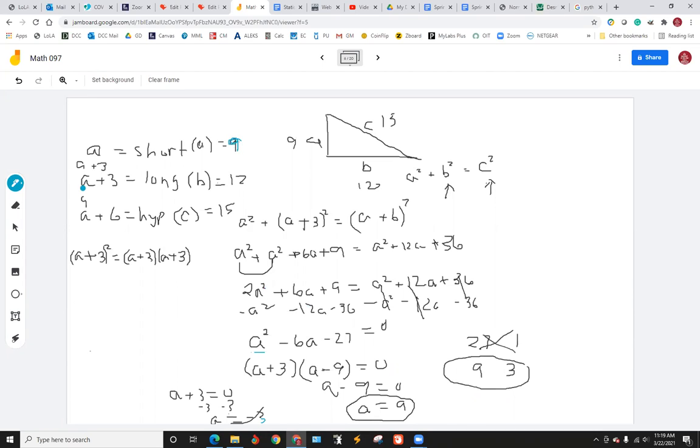We were told that A plus 3 is the long side. It's equal to B. So 9 plus 3 is equal to 12. That's what that is. And then the hypotenuse was 9 plus 6, which is 15. So there's our 3 sides, because they wanted all 3 sides. So the short side is 9, the longer side is 12, and the hypotenuse is 15.